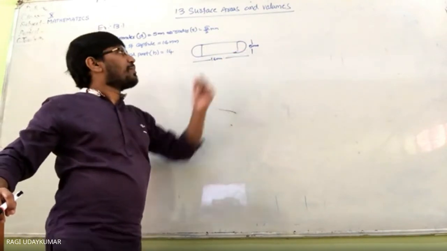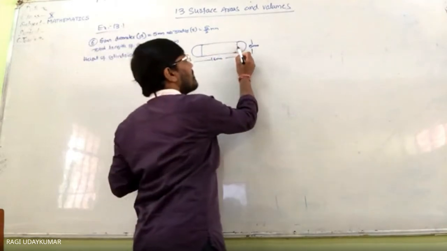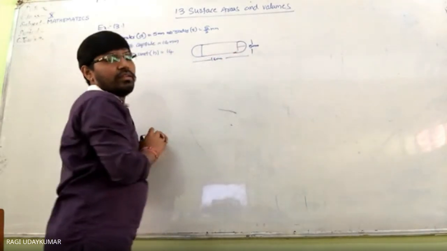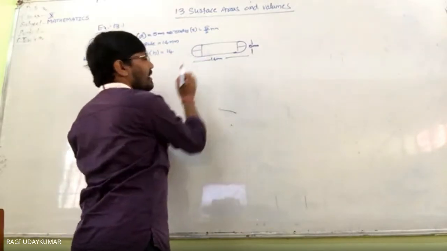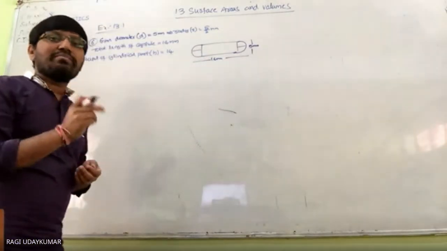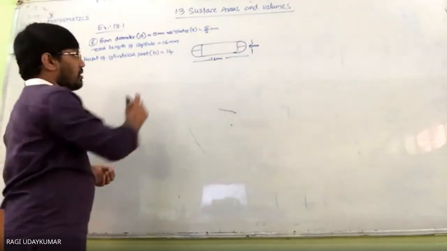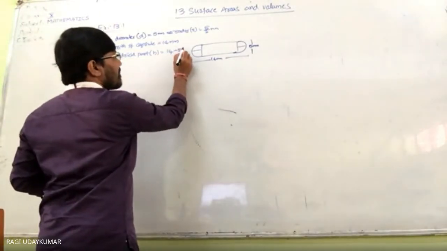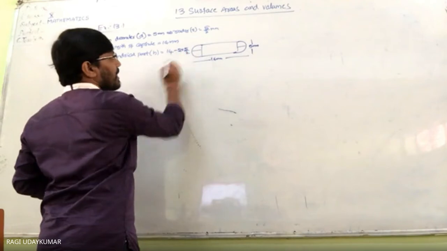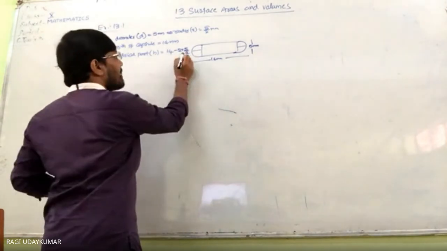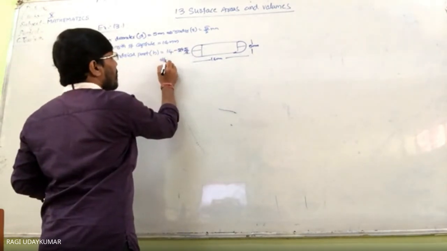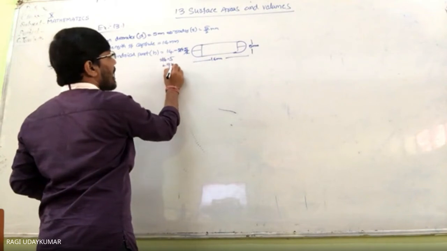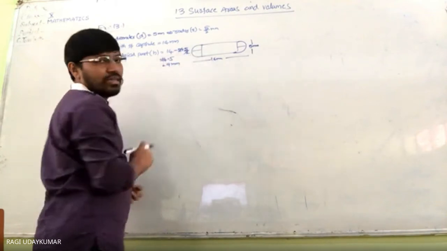This is what here. इधर से इधर तक क्या है? Radius. इधर से इधर तक क्या है? Radius. 2 times should be subtracted. 14 minus 2 times of the radius. 2 times of the radius, that is nothing but 1 time diameter. So 14 minus 5, which is equals to 9 millimeters, is the height of the thing.